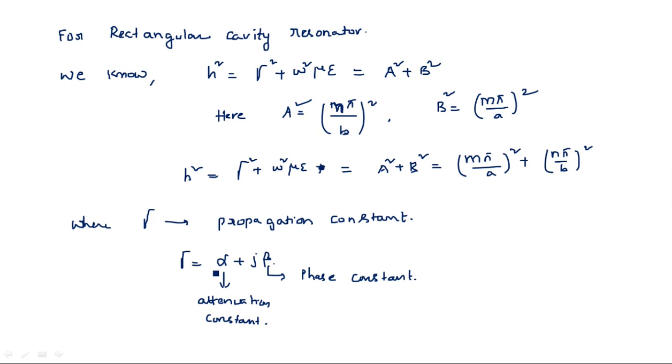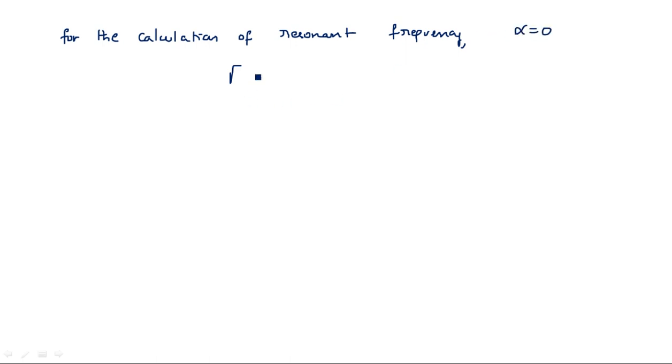When signal is traveled, no attenuation concept is there. Hope you understand. Okay, so when the signal is traveled, attenuation constant is 0. Only phase constant is there. So for the calculation of resonant frequency, gamma, alpha is equal to 0. Then gamma is equal to j beta.